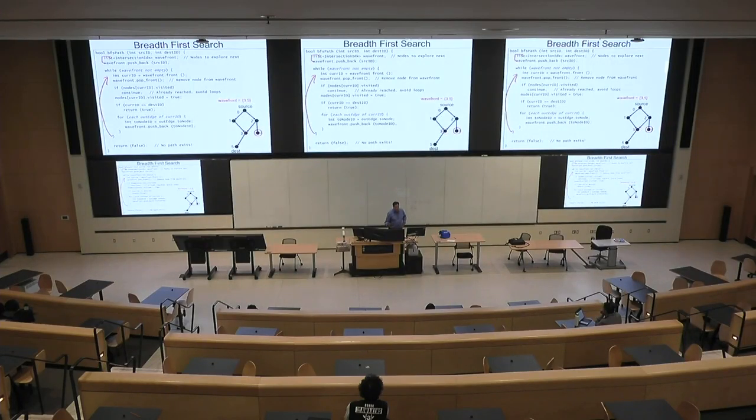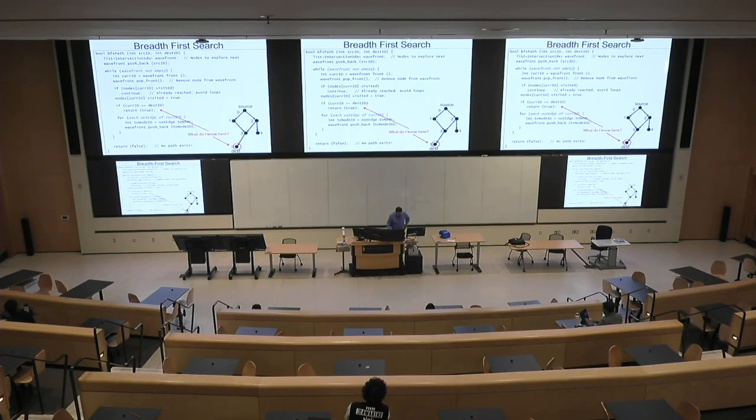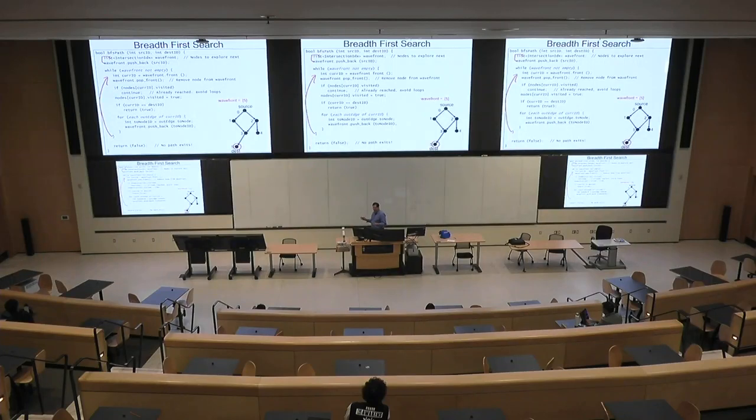Pull out node 4, can't reach anything. Pull out node 3 again, because node 3 was in the wavefront a couple times. And now finally I reach node 5. That's at the front of my wavefront. I pull it out. It is actually the target, the destination, so I return true. I'm done. Okay? So hopefully that makes sense.